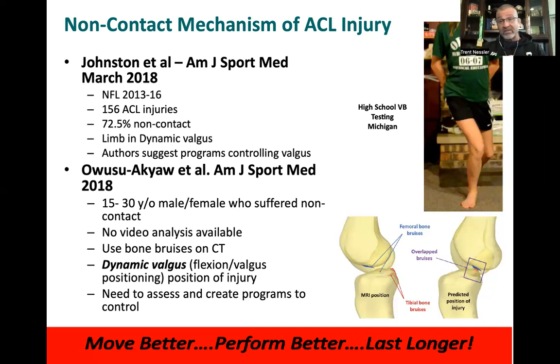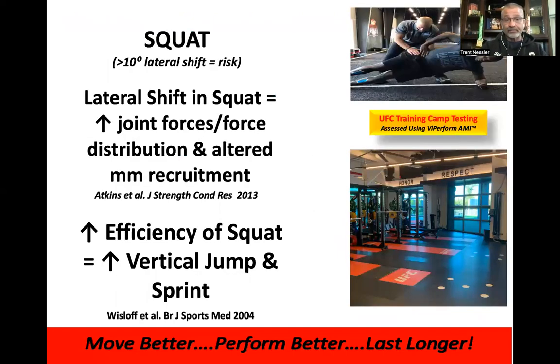So this dynamic valgus position is the same position whether you're a recreational athlete, a firefighter or police officer who just happens to jump down and change direction and tear their ACL, or a professional football player. This dynamic valgus is very important to measure and then start to control. So the first part of that is obviously measure.